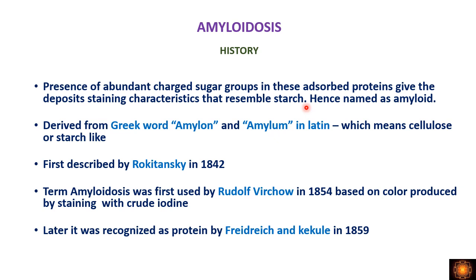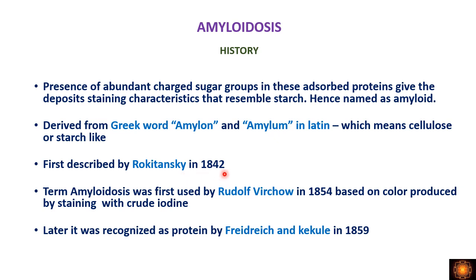So initially, because it has the staining characteristics of starch, the cellulose or starch-like material is called amylum in Latin, and in Greek it's called amylon. Because the deposited material has similar characteristics, from these two terms they coined the term amyloid. Rokitansky was the first person who described the deposition of this starch-like material in 1842.